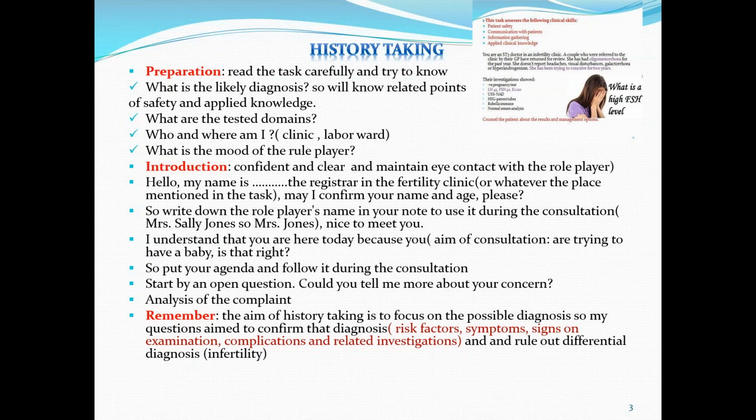Okay? So I will introduce myself in a confident manner. Hello, my name is Rasha, the registrar in the fertility clinic today. May I confirm your name and age, please? Then she will tell me her name. I will write that and tell her, nice to meet you.